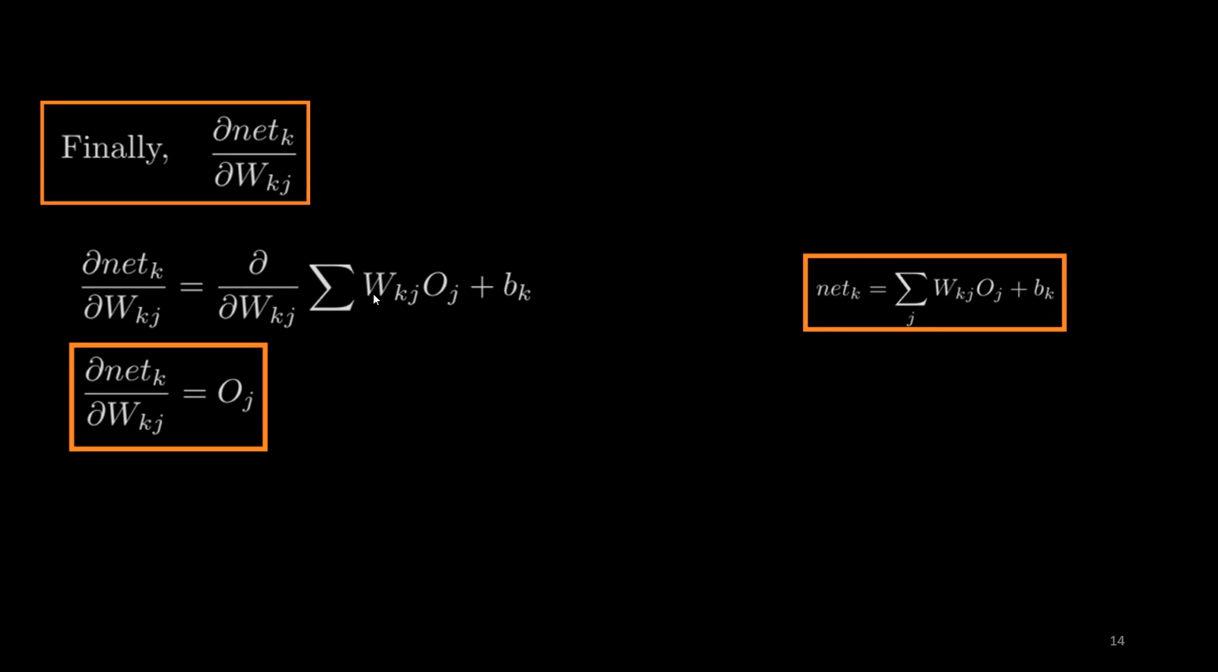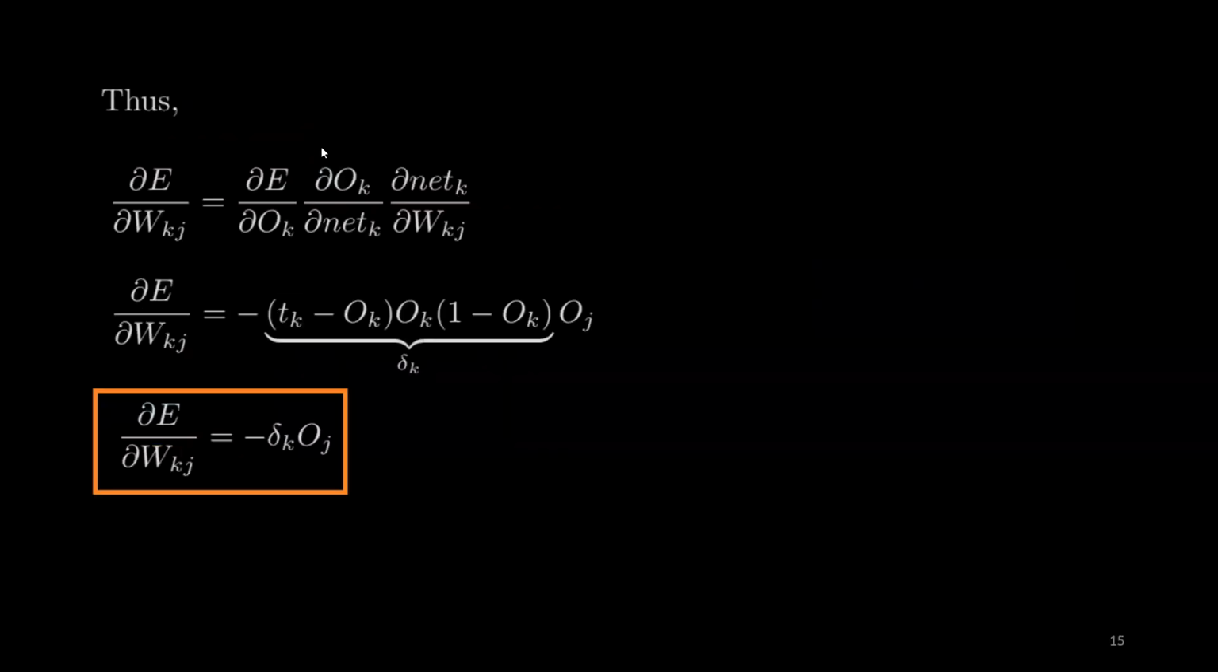Now here I will put the equation of net k, and here I am taking the derivative. Since the derivative is with respect to wkj, the derivative of bk with respect to wkj becomes 0. And the derivative of wkj with respect to wkj becomes 1. So we are left with only oj. So the derivative of this term will come out to be oj. Now we have calculated all these terms. Now it's time to put the values back.